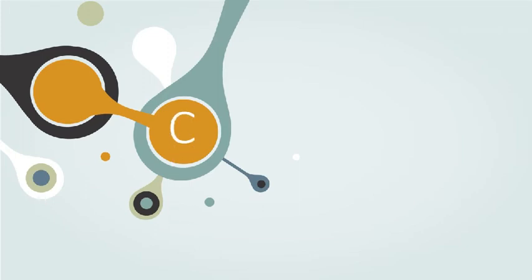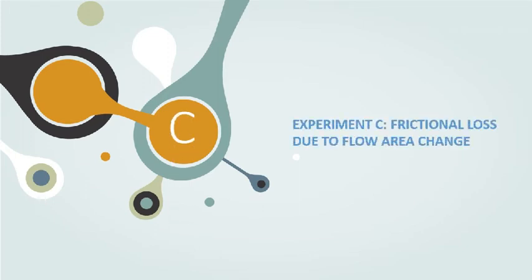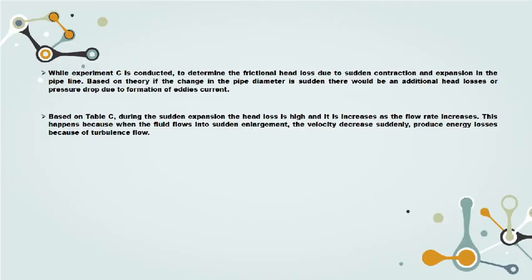So let's have a look at experiment C, which is frictional loss due to flow area change. In this experiment C, we determine the frictional head loss due to sudden contraction or expansion in the pipeline. Based on the theory, when there is a change in the pipe diameter, a sudden contraction or sudden expansion, it causes additional head losses or pressure drop due to the formation of eddy currents in the fluid flow.